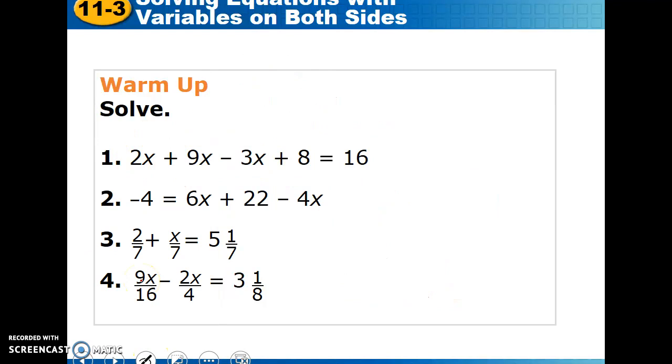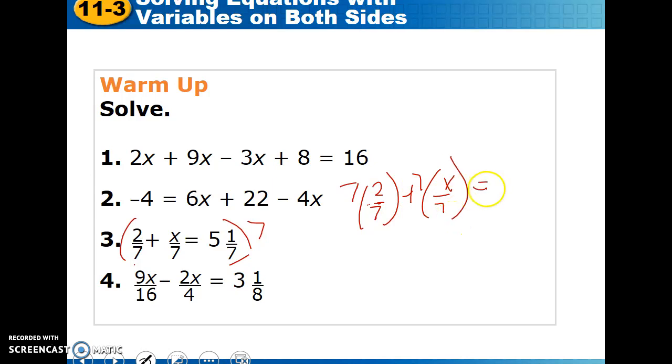Okay, for number 3, this was clearing fractions from last week where you find the least common denominator. Looking at these fractions, all of the denominators have a 7, so I'm going to multiply everything by 7 to clear those fractions. So I'm going to take 7 times 2 plus 7 times x over 7. And I'm turning this improper, so 7 times 5 is 35, plus 1 is 36, so that's 36 over 7.